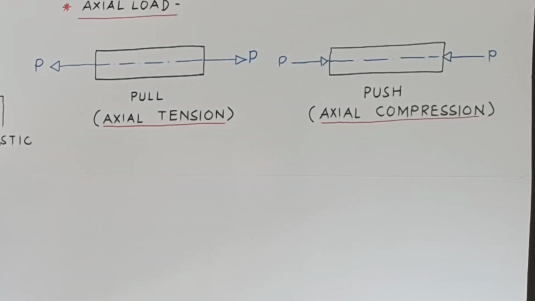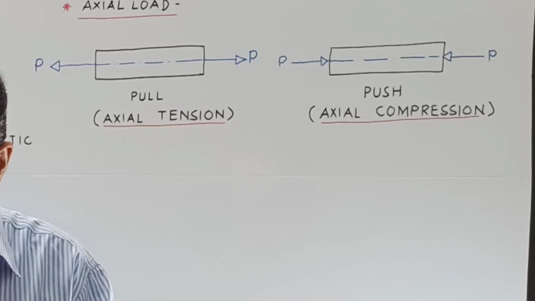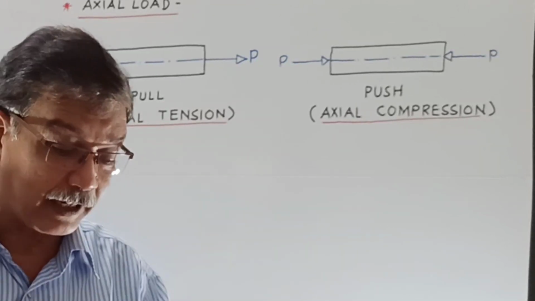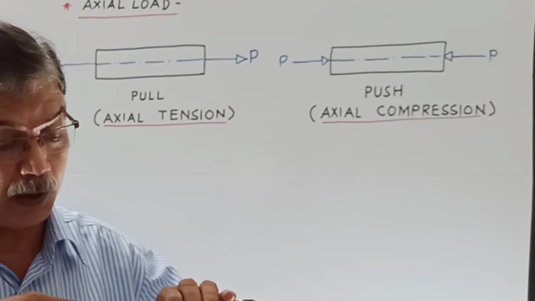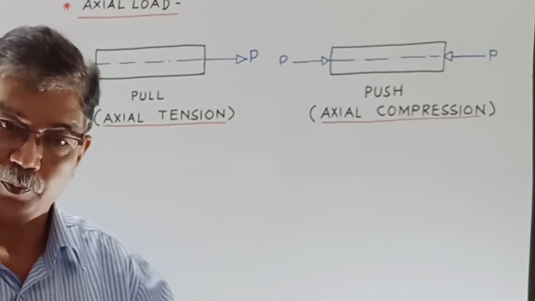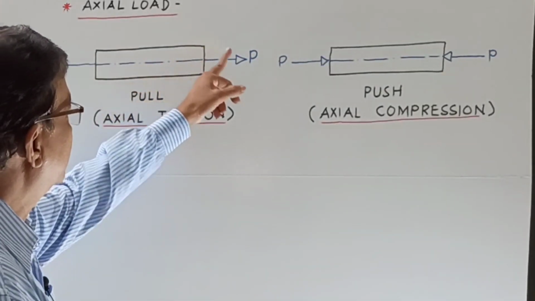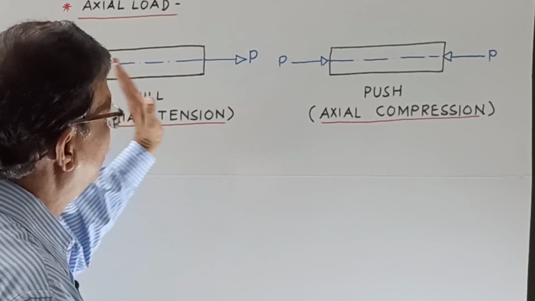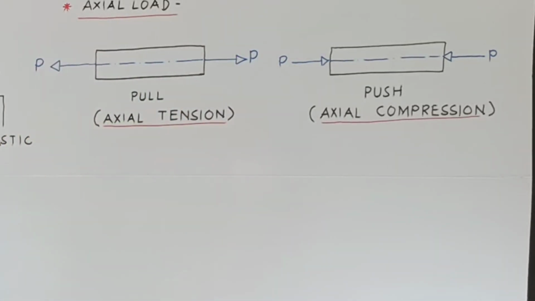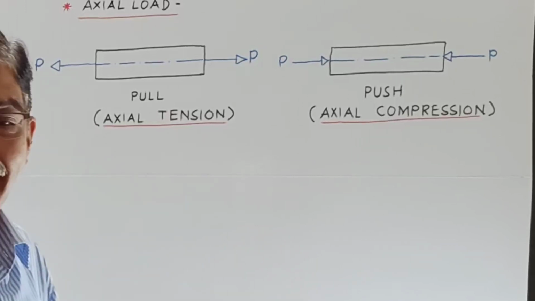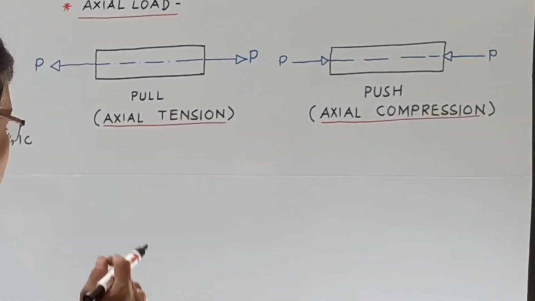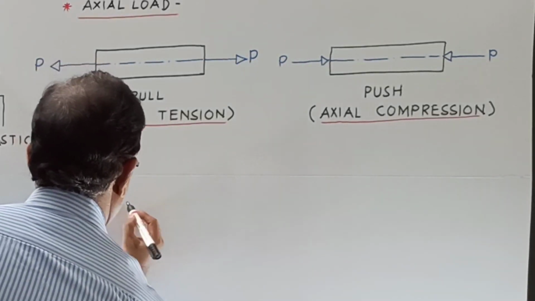Now here you can very easily see that the load which is acting on the body is perpendicular to the cross section. So here the load is axial, that is perpendicular to the cross section. Now many a times load acts along the section, that is tangential load. Now how it is, I will show you by a figure.